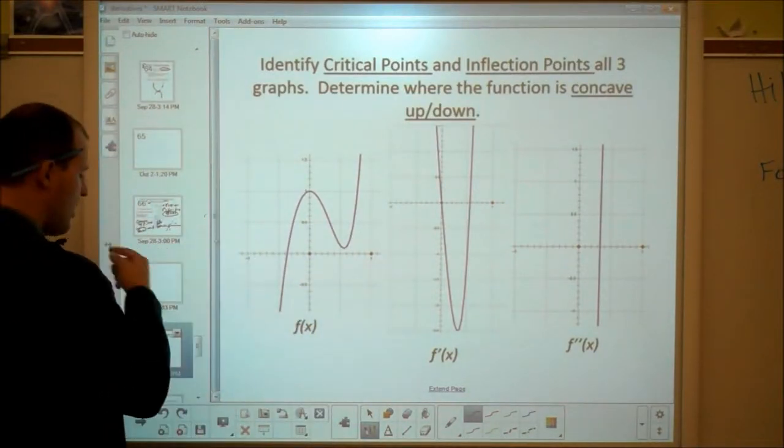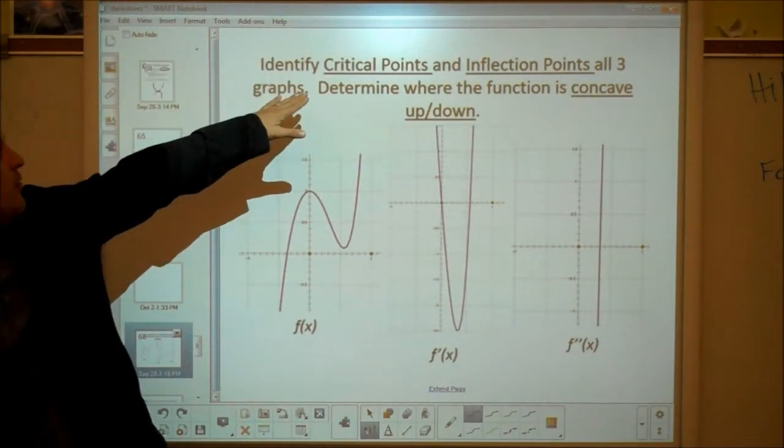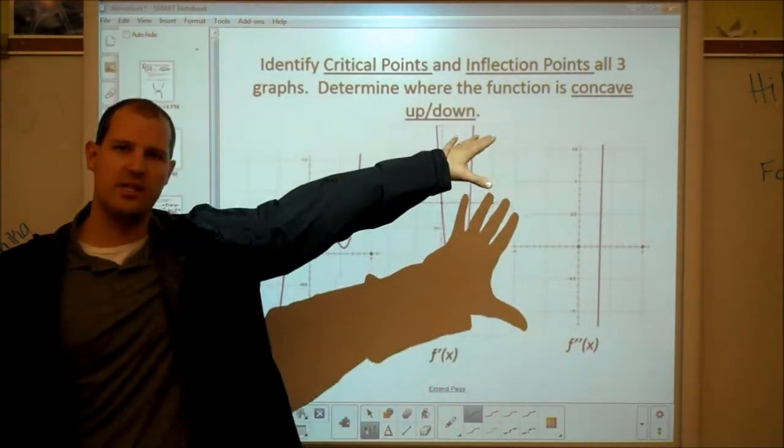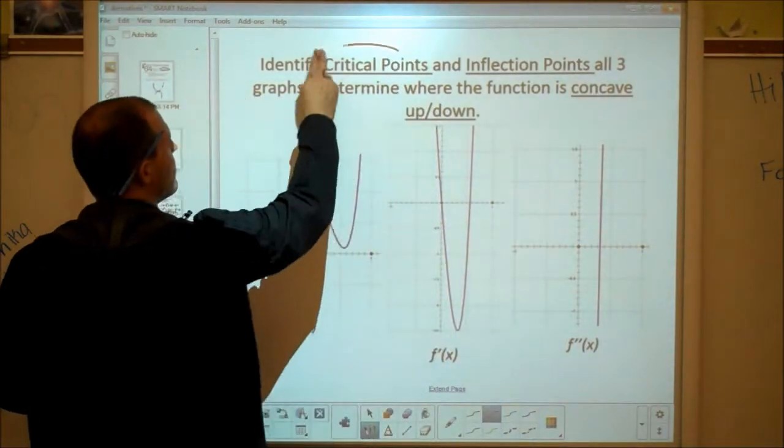Alright? We also want to be able to do this visually, make connections, and so we're going to identify the critical points and the inflection points on all of these graphs. Now some of this is review and some of it's new. I'm going to do my critical points in red.